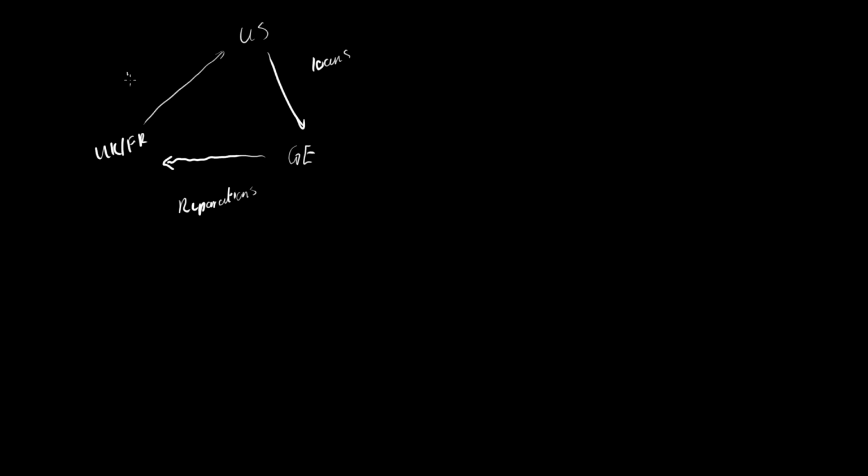So if we draw a quick diagram here with the US, who's actually giving loans. The US is giving loans to Germany. Germany's paying reparations to the UK and France. And the UK and France are paying war debts to the US.